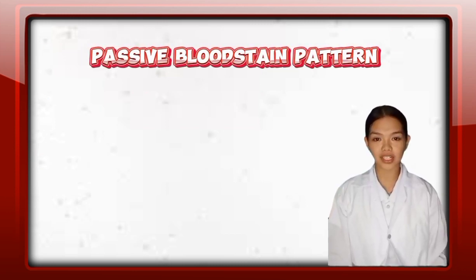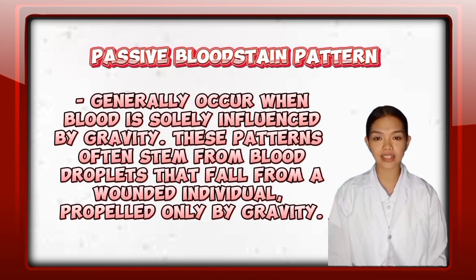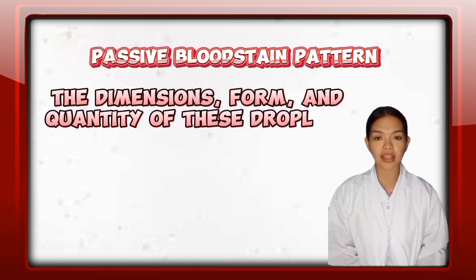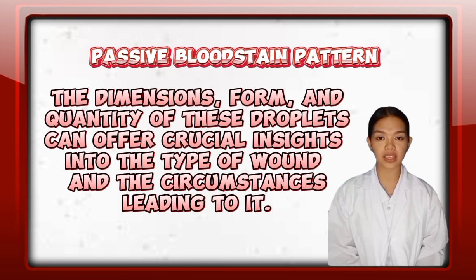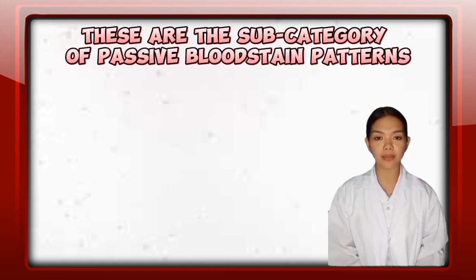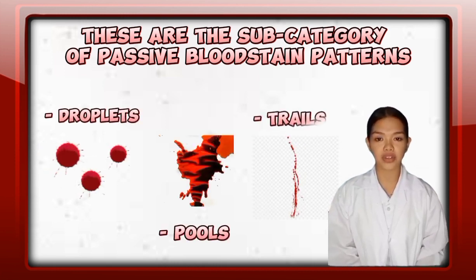Passive bloodstain patterns generally occur when blood is solely influenced by gravity. This pattern often stems from blood droplets that fall from a wounded individual, propelled only by gravity. The dimension, forms, and quantity of these droplets can offer crucial insight into the type of wound and the circumstances leading to it. These are the subcategories of passive bloodstain patterns: the droplets, pool, and the trail.